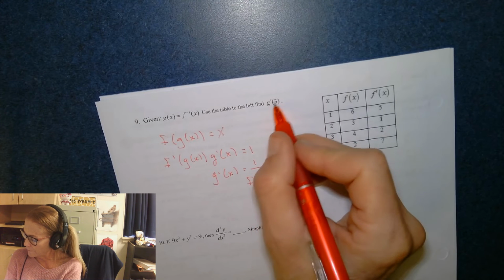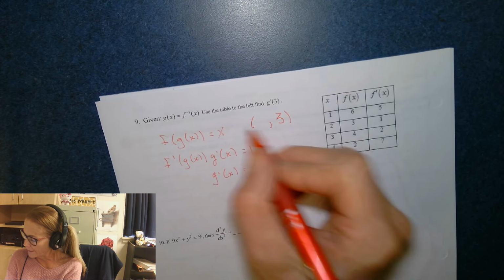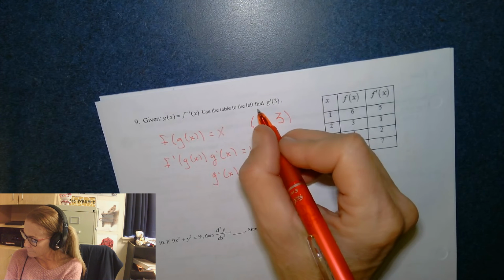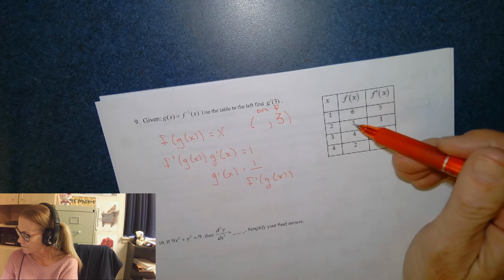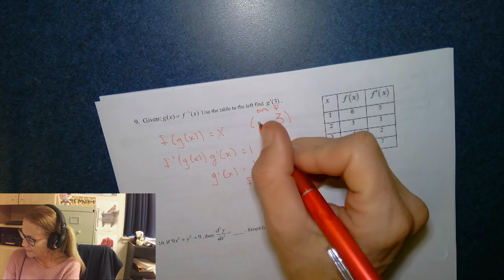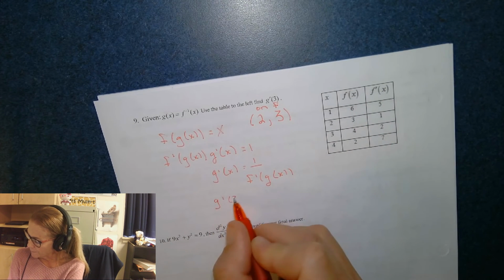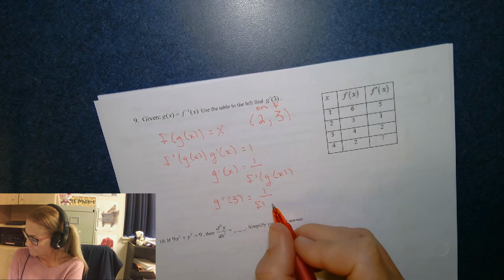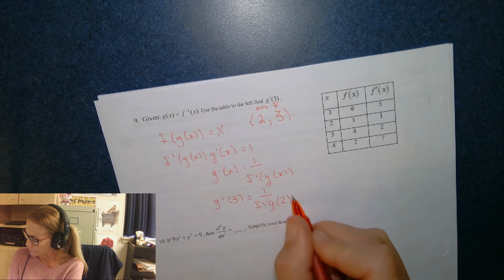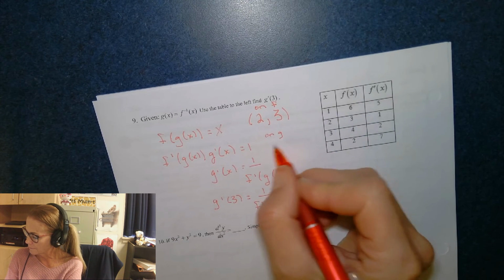Okay, so this is g prime of 3, so I need to find something that outputs 3 on f. Okay, so an output of 3 on f comes from 2. So on f, 2 yields 3. So that means g of 3 will be 2, and we need 1 over f prime of g of 3. Okay? So if that's on f, then on g it's (3, 2).